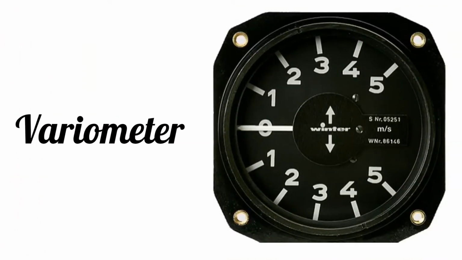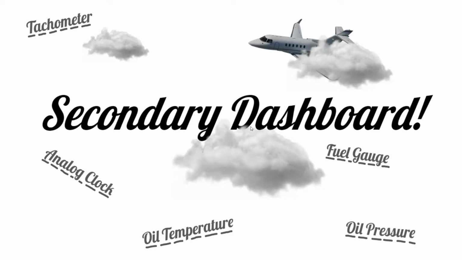Last but not least, the variometer. This measures your rate of climb in meters per second. This measures how much altitude you gain or lose. It measures the rate of change in altitude by measuring the change in air pressure as you move up and down. Now, let's look at the secondary dashboard.